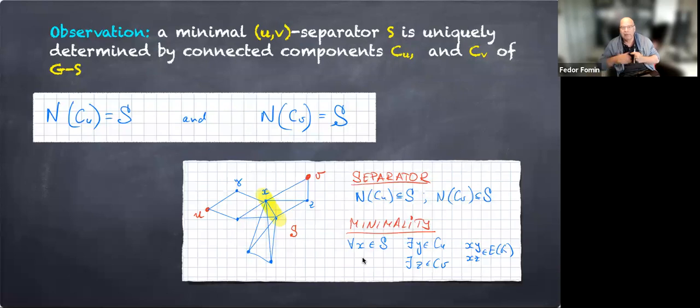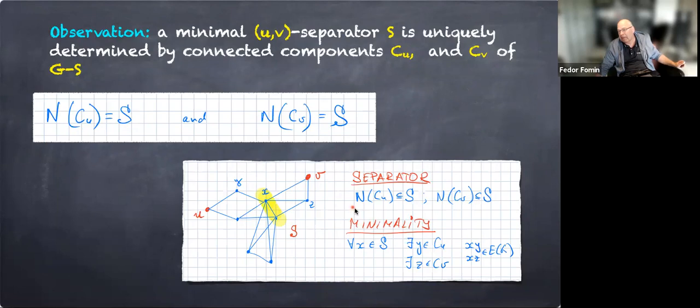So how come, and why is it like that? The observation here is the following: if I take a minimal separator S, and then I take the component containing vertex u in the graph G minus S, and then I take all vertices adjacent to vertices of this component, that is, the open neighborhood of this component, then I will obtain again this separator S. Everything is symmetric here, and the same is true for the second vertex and the second component.